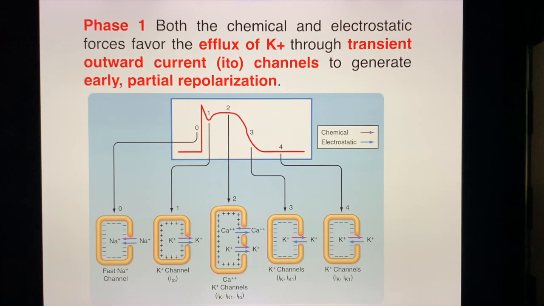Now, phase 1, this favors the efflux of potassium, as you can see in this illustration. And this is through the ITO channels, your ITO potassium channels, or your transient outward current channels. This phase 1 now corresponds to the early partial repolarization. Early partial repolarization. The application comes later in pharmacology, most especially for your antiarrhythmic drugs.